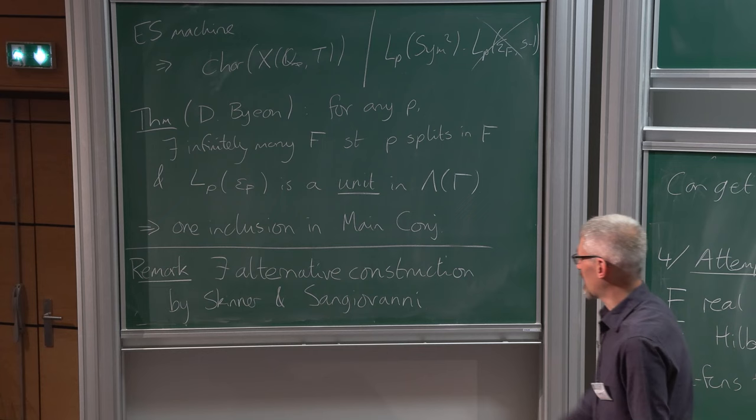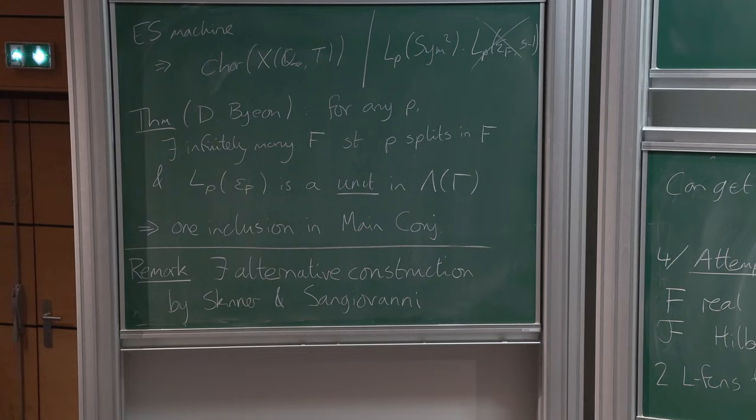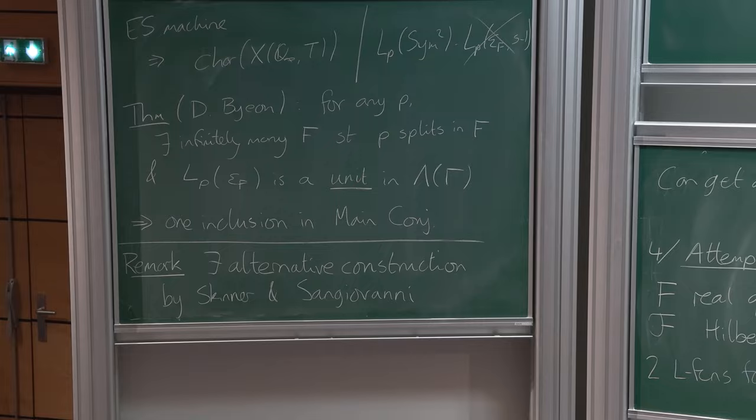So I don't know exactly what they get. But via either of these routes, it seems that we now have a viable approach to Euler system theory for the adjoint of a modular form. So I think I'll stop there. Thank you very much.